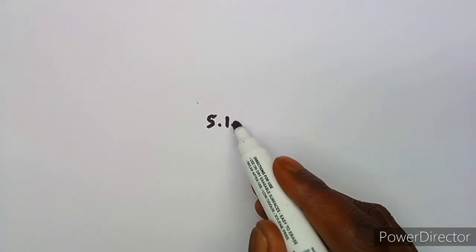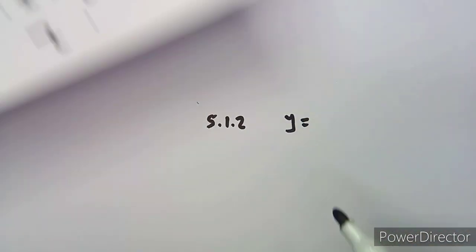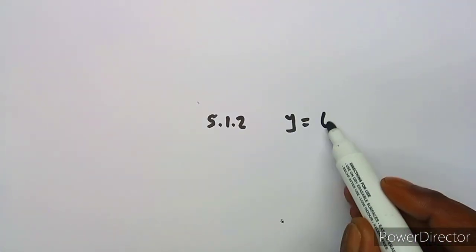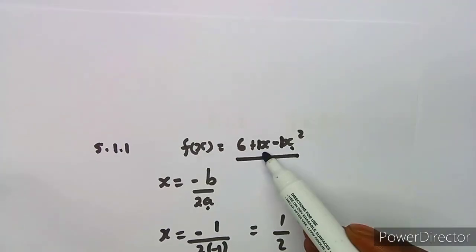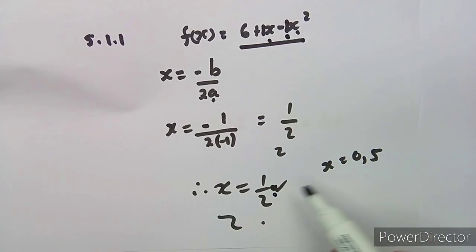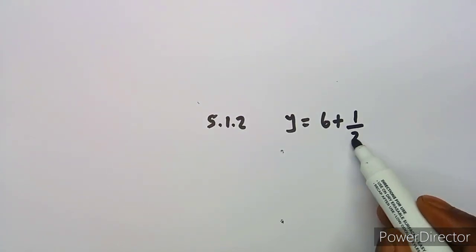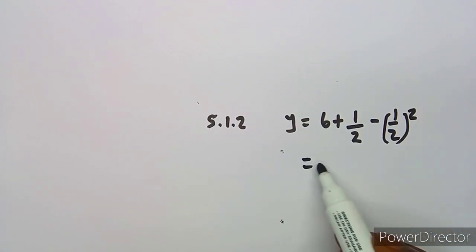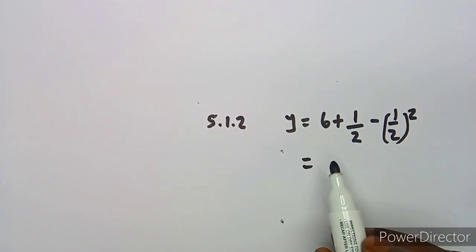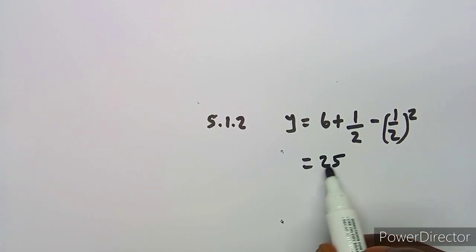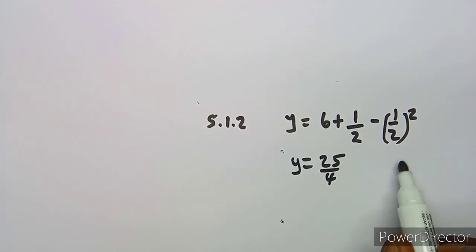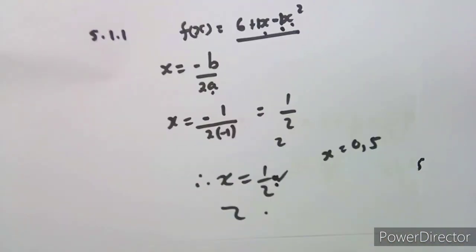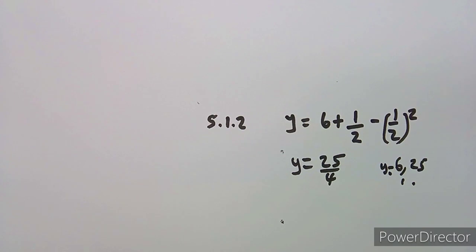So 5.12, we are going to substitute the value of x that you have obtained into this function. So it's going to be 6 plus x minus x squared, of which our x is 1 over 2. So 6 plus x is 6 plus 1 over 2 minus x squared, which is half squared, and this is going to give us 6,25, from 25 over 4. So this is the value of y, or 6,25. So that is the value of y at the turning point. So that was the question actually.